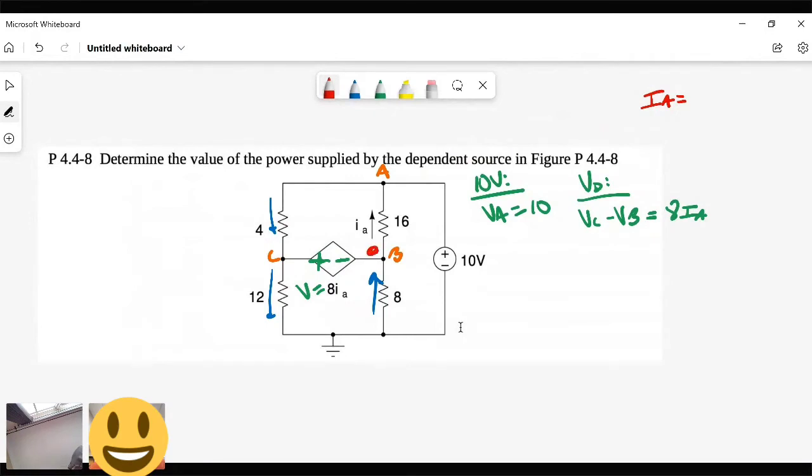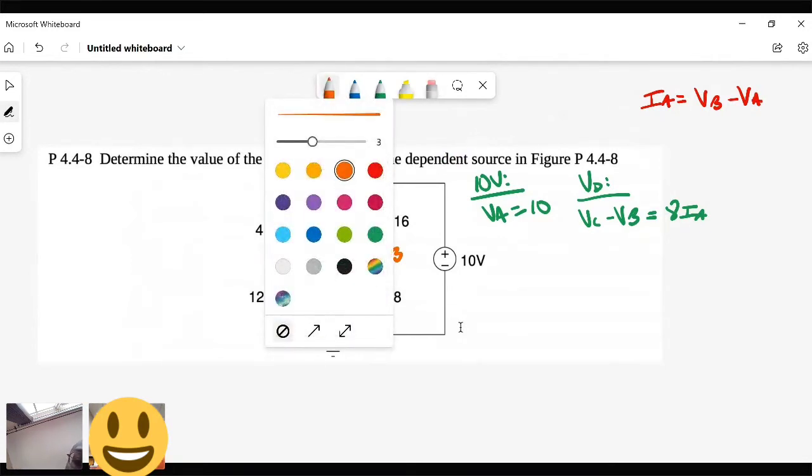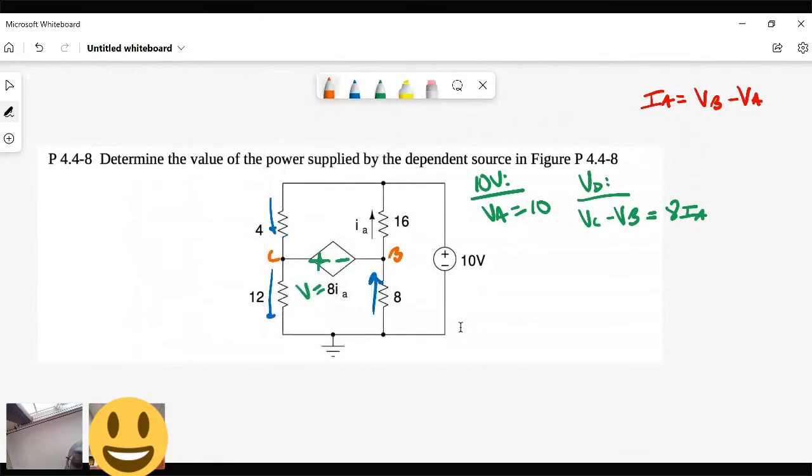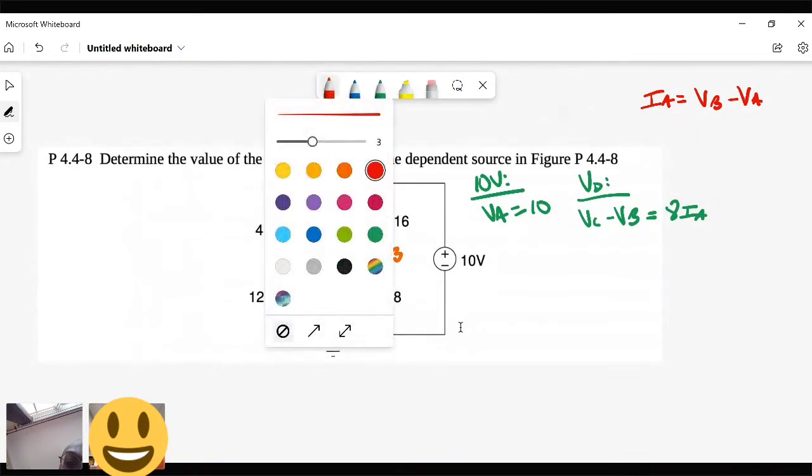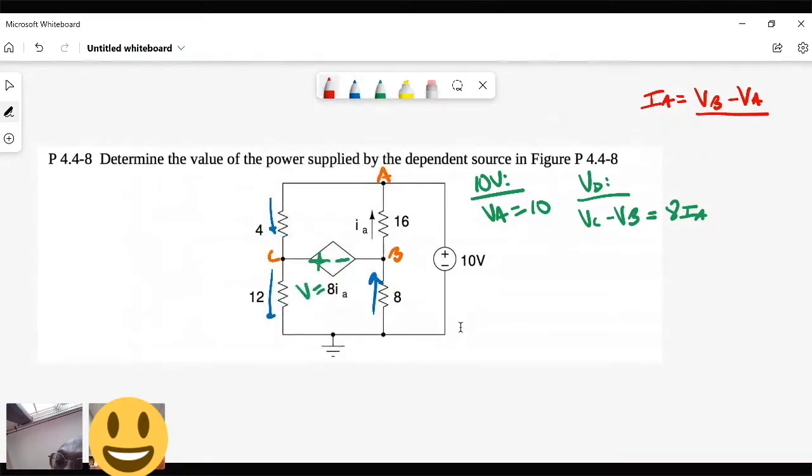The current starts on B, and then it stops on A, and so it's going to be VB minus VA. Is that it though? No. What else we got? The resistor? Yes, exactly, the resistor. So you have to divide it by 16. And that's what goes right here. So I'm just going to rewrite it one more time. VC.